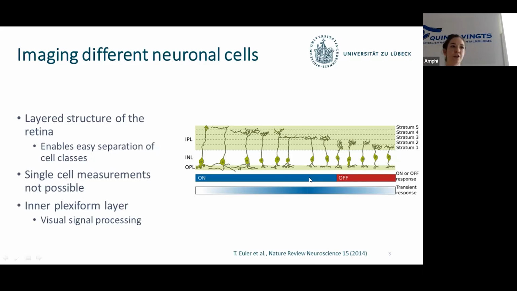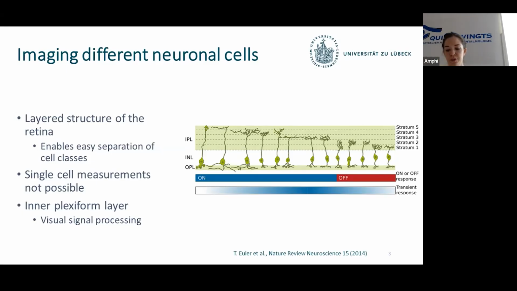So the on cells are in general activated by a light stimulus, and they tend to stratify in the inner layer of the inner plexiform layer, and the off cells, which are inactivated by a light stimulus, tend to stratify in the outer layer of the inner plexiform layer. And the second feature shown here is that fast changes in the visual signal are more likely to be processed in the central layer of the inner plexiform layer, while slower changes are more likely to be processed in the innermost and outermost region of the inner plexiform layer.